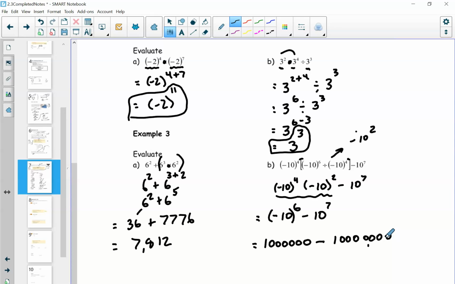Subtract 1 with 1, 2, 3, 4, 5, 6, 7 zeros. We should get a negative number because this number is bigger than this number. So what we get is negative 9, 1, 2, 3, 4, 5, 6, negative 9 million. Okay. Once again, when we got down to this part right here, we had to recognize we no longer had division or multiplication. So once we're down to the plus or the minus, we have to put it in our calculator, or in this case, because we know powers of 10 and negative 10 very well, we just have to compute it manually.